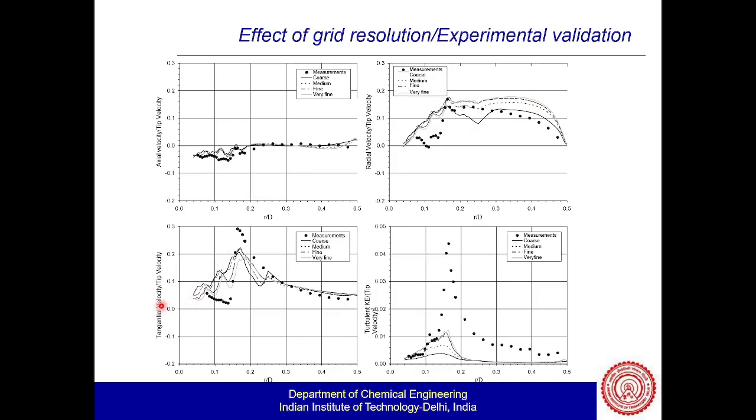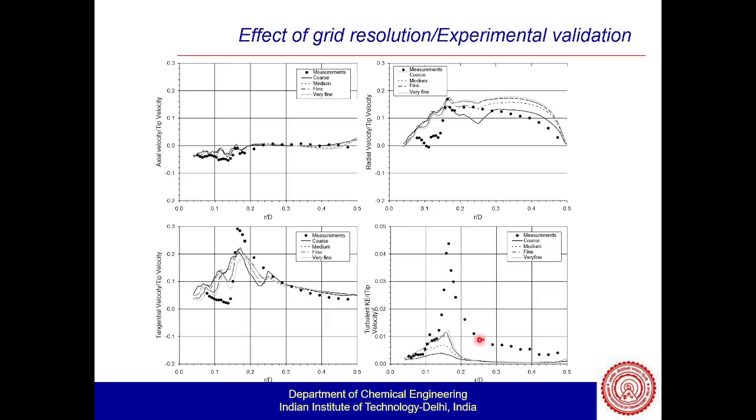Similarly, tangential velocity by tip velocity, which is tangent to the impeller surface, divided by the tip velocity. These dots are the measurements, and the solid lines are the coarse, the dashed lines are medium, the dot-dash is fine, and the multiple dot lines are the very fine. From the legend itself, you can find for what kind of mesh we are plotting the velocity profile. And this is turbulent kinetic energy by tip velocity.